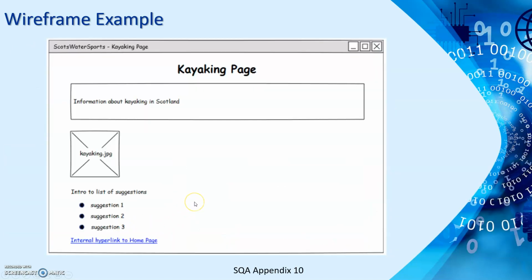What I've done is I've zoomed in here on the kayaking page. Again, you don't need to put the information. Just show me where on the page it will be information about kayaking in Scotland. There's the image. It is a box, a rectangle. It will be in proportion. It will be in the shape, if it's a rectangle or it's a square, in the position where you want it to be, and it will have the full file name, kayaking.jpg. Then there's intro to list of suggestions. You show a bullet pointed list with bullet points and internal hyperlink to homepage as before.